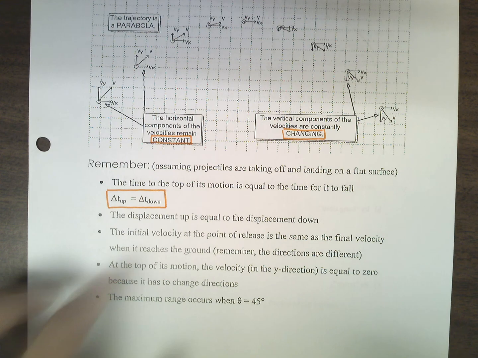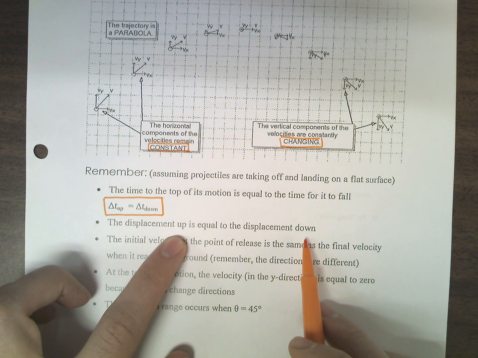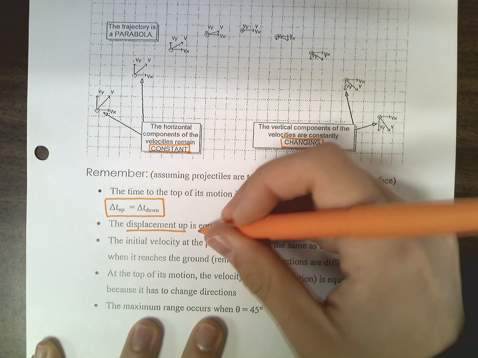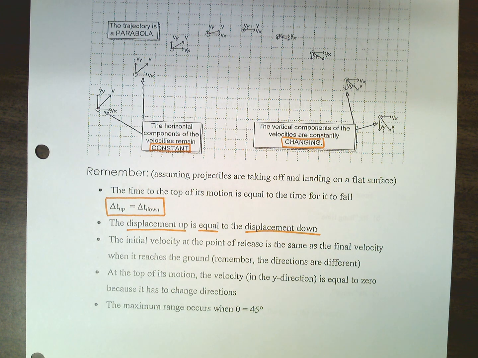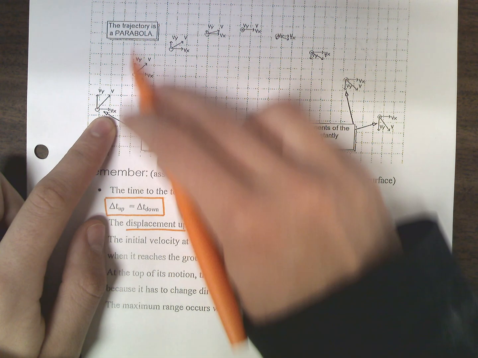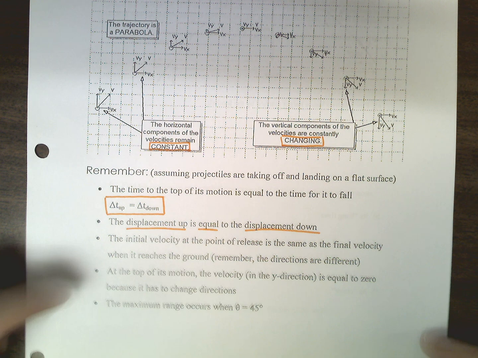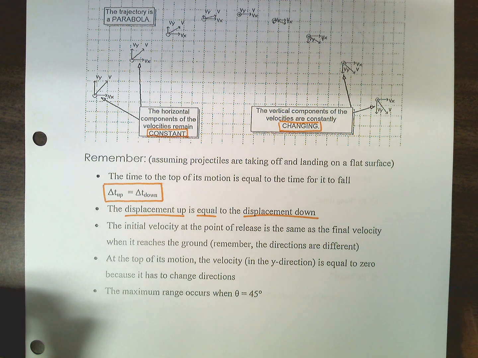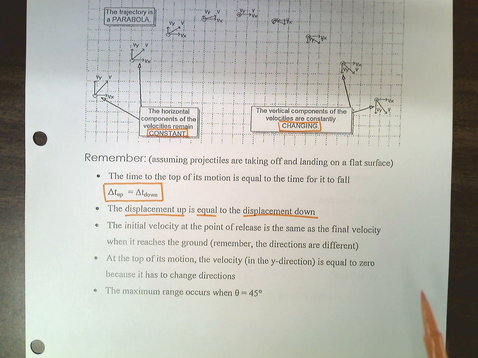Next, the displacement on the way up is also equal to the displacement on the way down. So displacement up equals displacement down. So similar to the time, the displacement on the way up, the change in its y direction of displacement, is equal to the change in its y direction of displacement on the way back down. Now, another one. The initial velocity at the point of release is going to be the same as the final velocity when it reaches the ground.